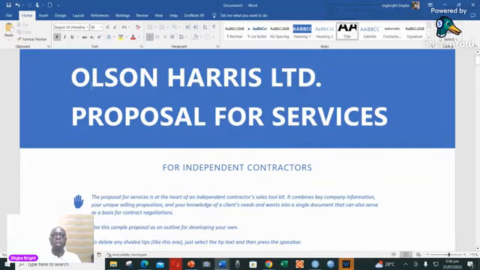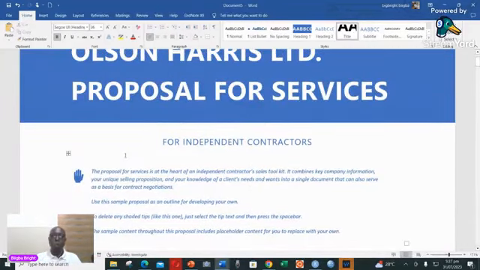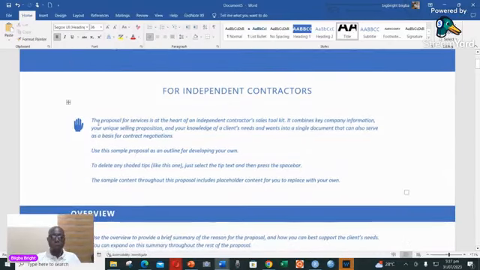Now this is the Olsen Harris Limited proposal for services. So it means that he's going to provide some services somewhere, and that's a project he's going to implement on what is in the background. You can use this particular template and then follow it to do your own project. Now you can come and read whatever is here. They are saying that the proposal for services is at the heart of an independent contractor's sales toolkit. It combines key company information, and here you are given the background of whatever you have.